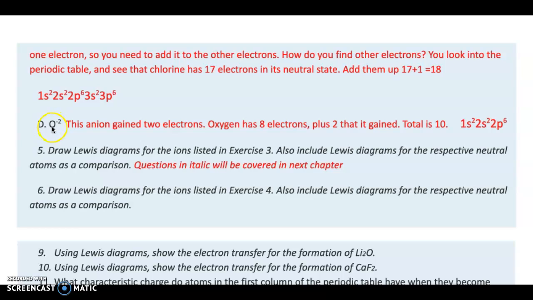So next one is your oxygen ion that has a negative charge of 2. This is an anion that gained 2 electrons. Oxygen has total of 8 electrons that we can get from periodic table. This is the atomic number. And then plus 2, total is 10.